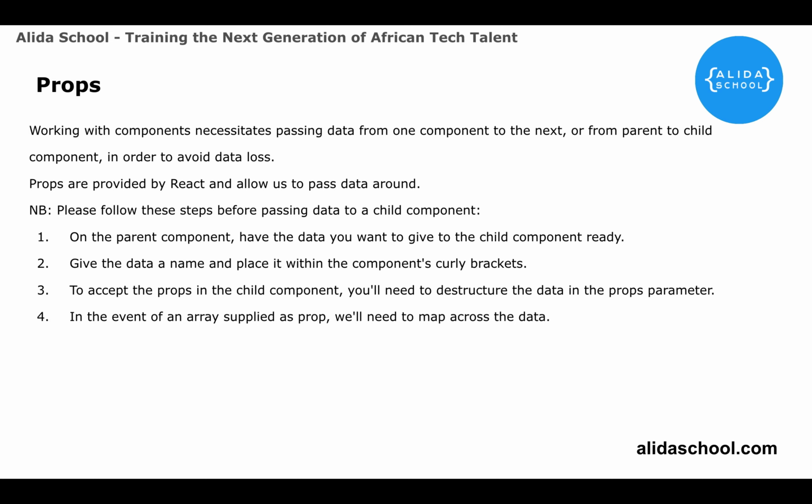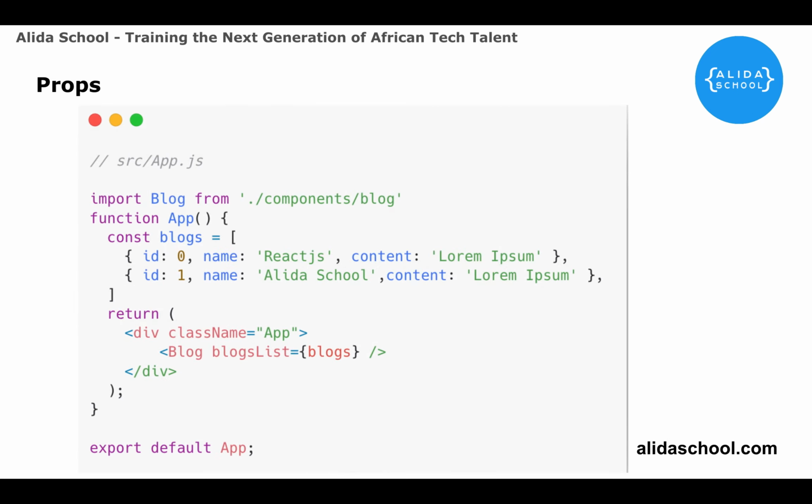Number one, on the parent component, you have to get the data you want to give to the child readily available. Now give the data a name and place it within the component's curly braces, that is the app, the function app. Now to accept props in the child component, you'd need to destructure the props parameter. We'll get to see that in a moment. In the event of an array supplied as a prop, we will need to map across the data to render it, just like we did in our previous classes of rendering lists.